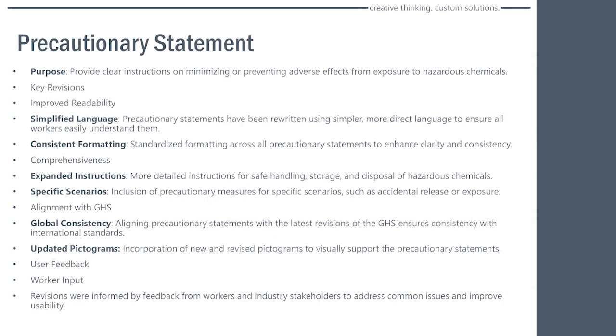These are the precautionary statements that are meant to keep things clear and prevent adverse effects. The point of the change was improved readability. Say that 3 times fast. They have simplified language, consistent formatting. They're meant to be comprehensive. They have more expanded instructions, specific scenarios, such as this is what we do in an accidental release versus this is what we do during normal usage. They align with the GHS. The goal was that they be globally consistent, and then we use those updated pictograms.